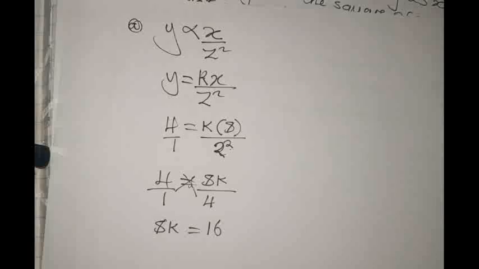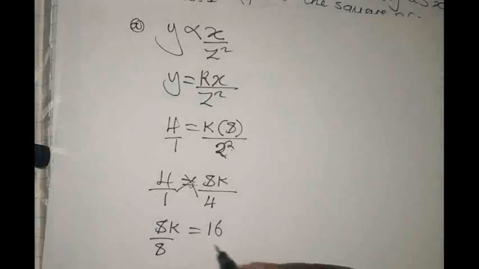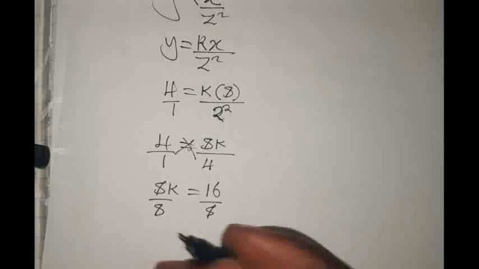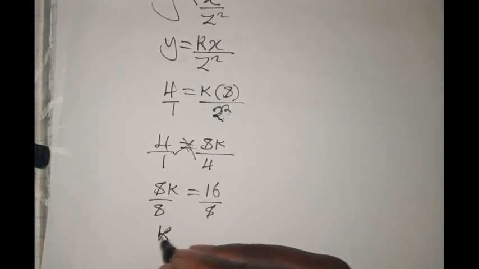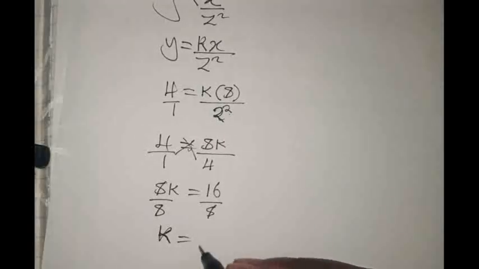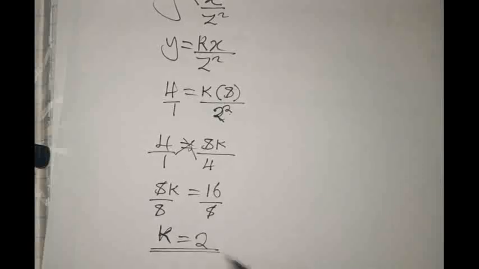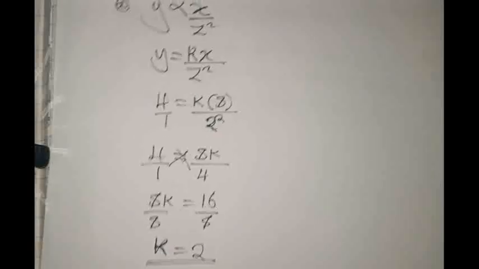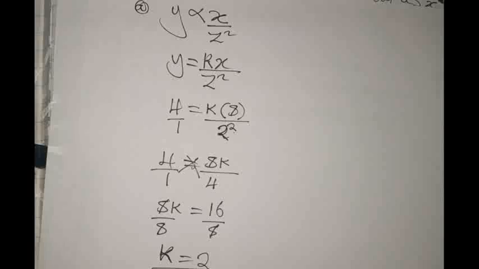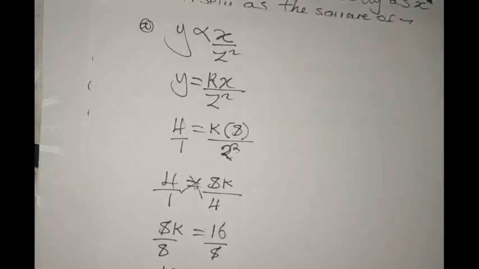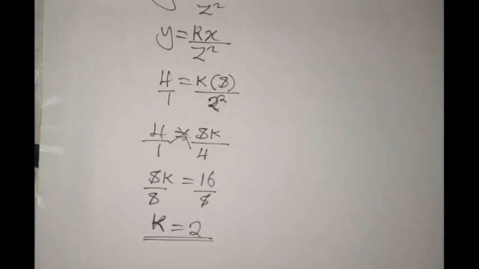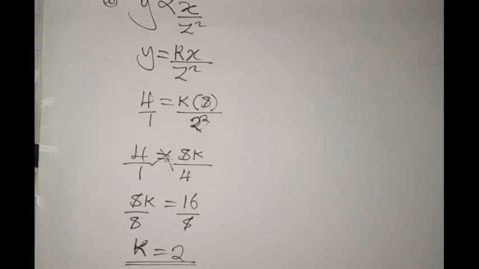Once we do that, we divide here by 8, and even here by 8. We are solving for k. The final answer: k will therefore be equal to 2. Then you are done. So the value of k is simply 2. That is how you find the value of k.